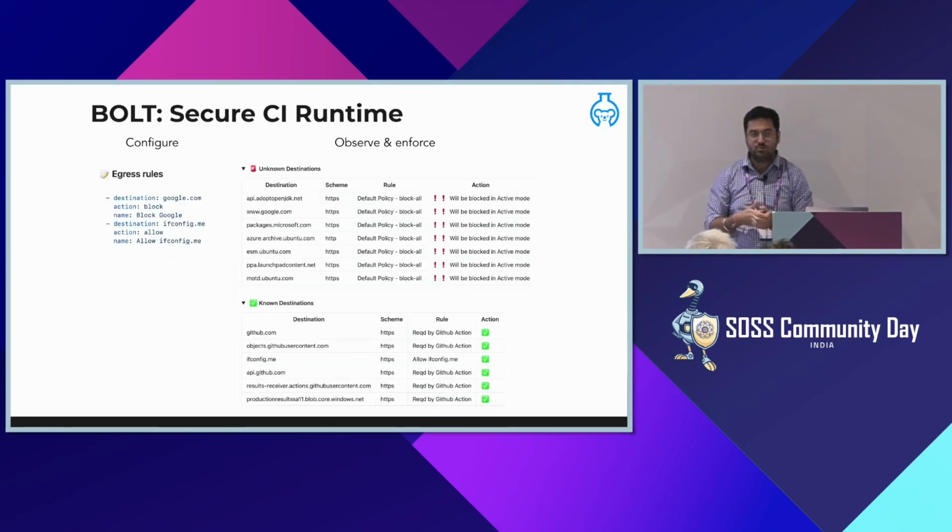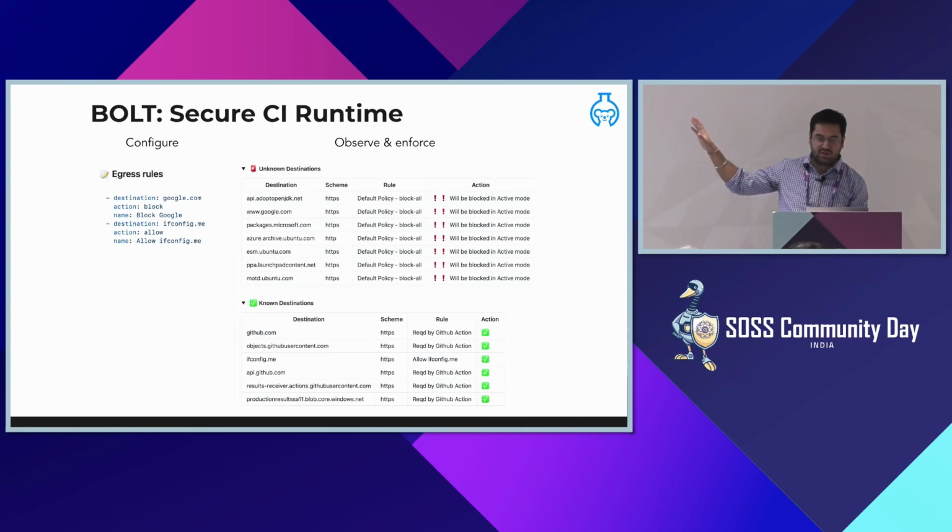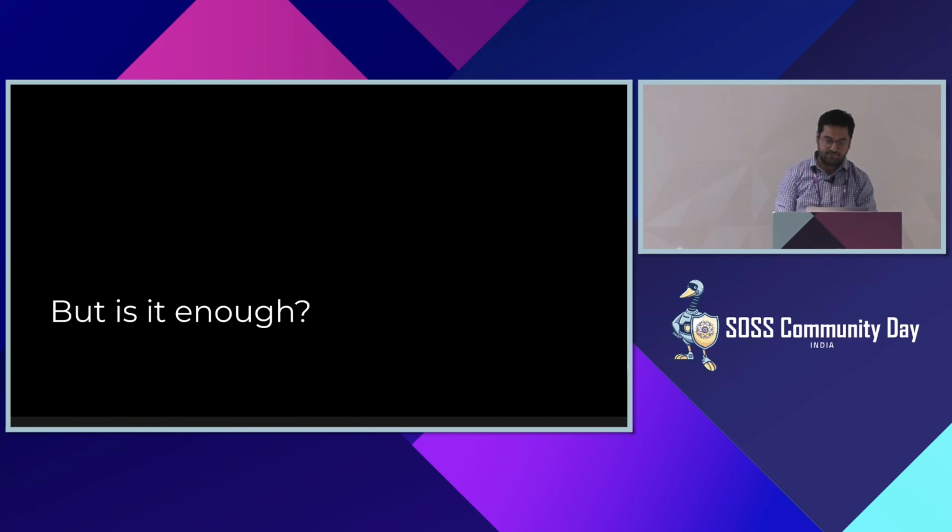So, we built this tool called Bolt, which is open source, and we did it specifically for GitHub Actions to demonstrate CI security. This is an example run of Bolt. As you can see in the configuration on the left, there are some egress rules that we applied. For example, we wanted to block Google. And as you can see on the right in the enforcement of Bolt, Google has been blocked, in enforcement mode. There are some domains like github.com, ifconfig, and others, which are allowed because these are some defaults that are required to run GitHub Actions.